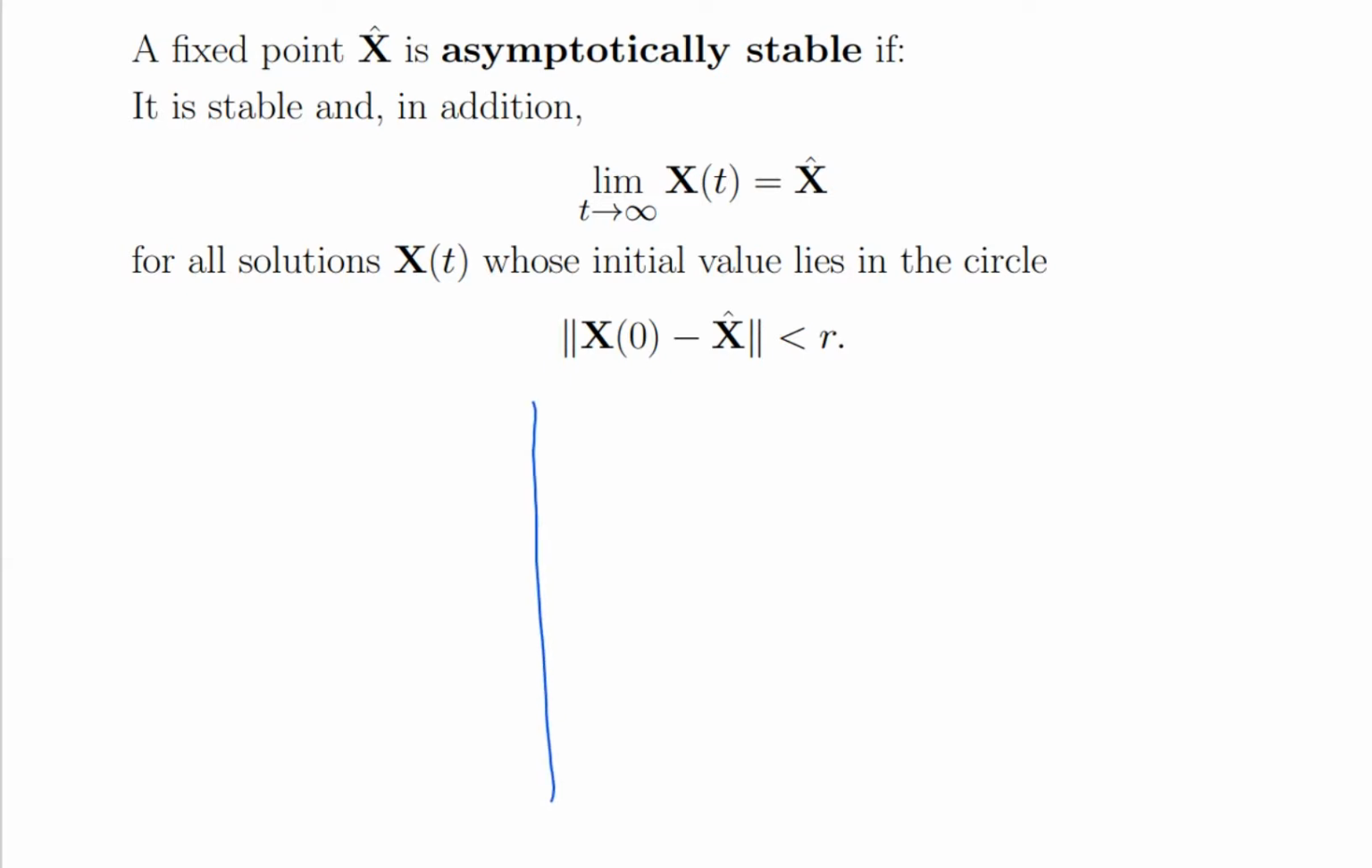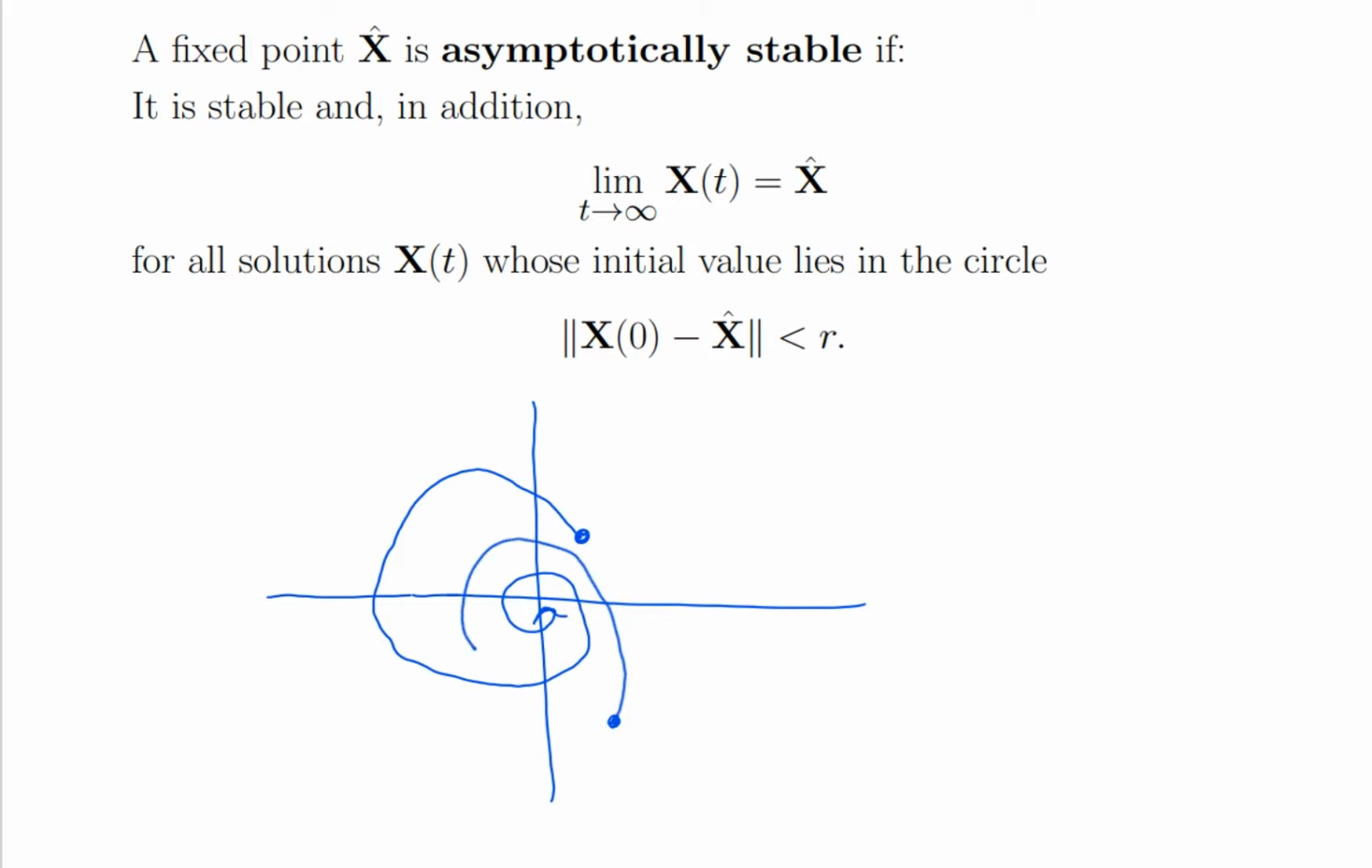So it could look like this, for example. Here's an orbit that starts nearby. It may move away a little bit, but it must tend to the fixed point, getting closer and closer to the fixed point, limiting on the fixed point as t tends to infinity. It could do that through a spiral or just going directly to the fixed point, but all orbits that start nearby must tend to the fixed point to be asymptotically stable.